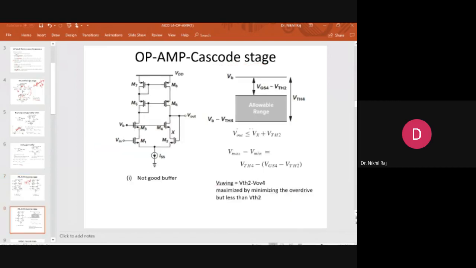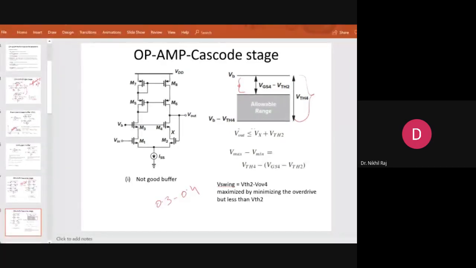However, when we use this cascode as a voltage buffer, we say that it is not a good buffer because we have a very limited space for the voltage copying. The maximum we can do is up to VTH. VTH ranges from 0.3 to 0.4 volt. If we see the swing, it is VTH minus VOB. VOB cannot be 0, it will be at least 0.1 or 0.2 volt.